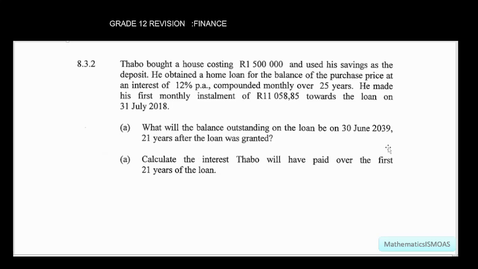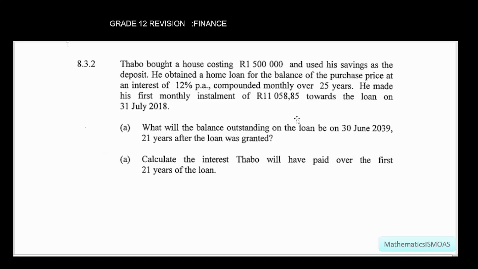He obtained a home loan for the balance of the purchase price at an interest of 12% per annum compounded monthly over 25 years. He made his first monthly installment of R11,058.85 towards the loan on 31 July 2018. Now A, they say, what will the balance outstanding on the loan be on 30 June 2039, 21 years after the loan was granted?